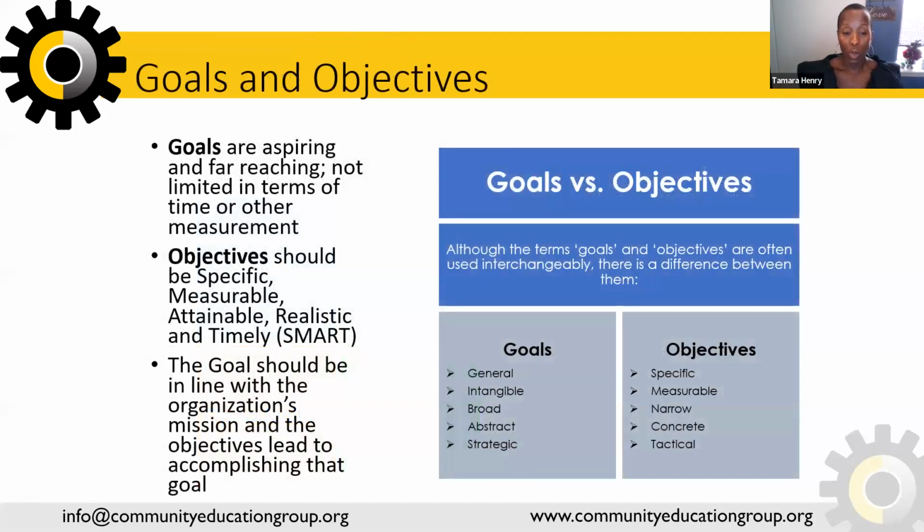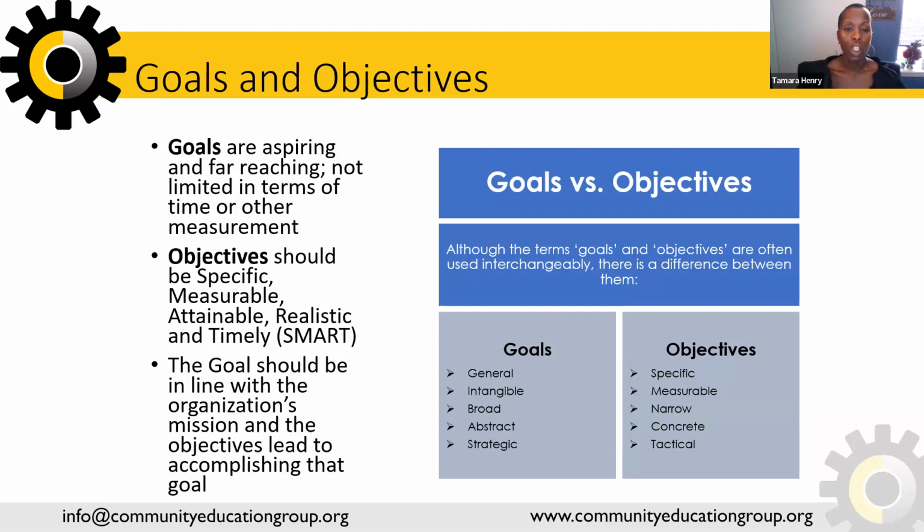One of the ways to determine how this will essentially work is determining your goals and objectives. We hear this term oftentimes, and we use these words interchangeably, like goals versus objectives, or goals and objectives all just being lumped into a lump sum of words. However, goals are different from objectives. Goals are aspiring and far-reaching and not limited in terms of time or other measurements.